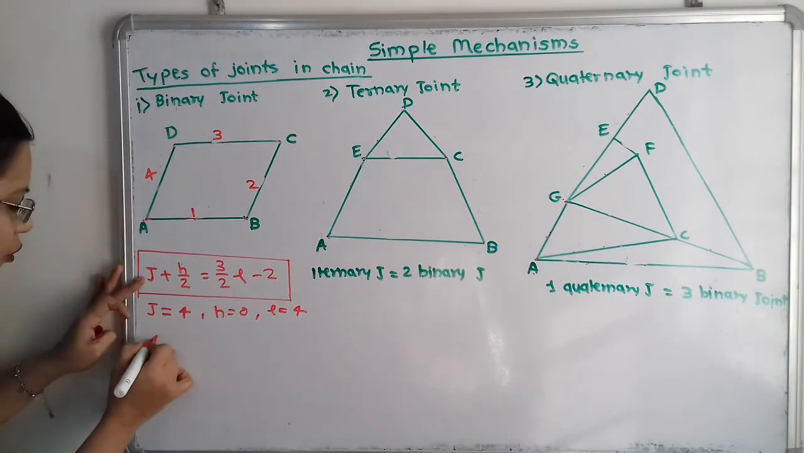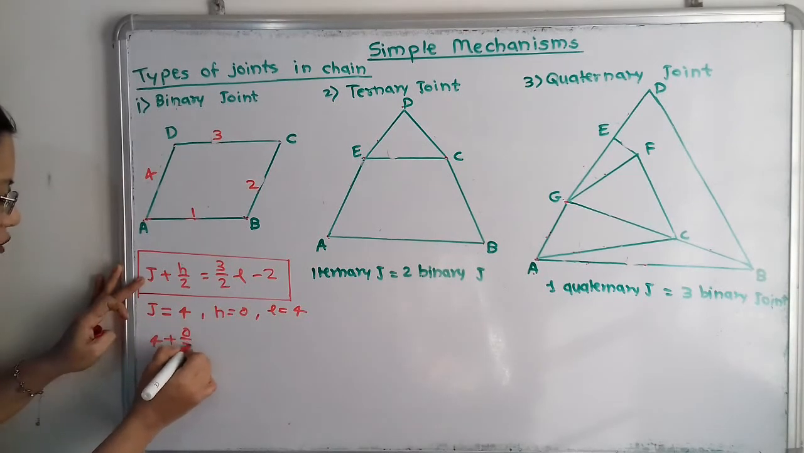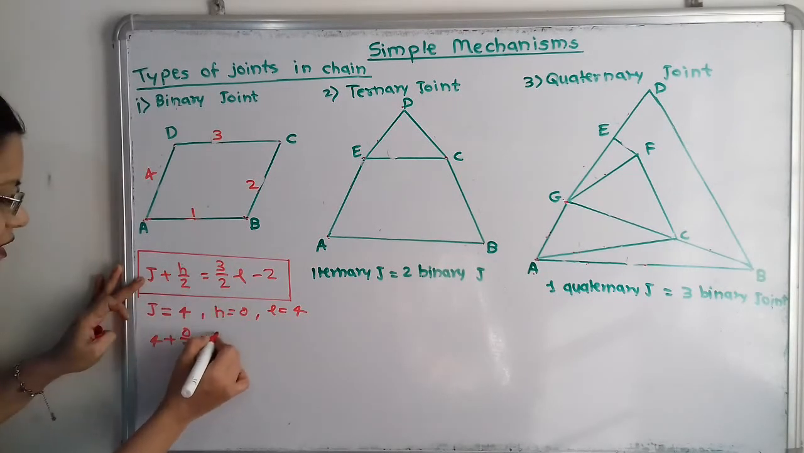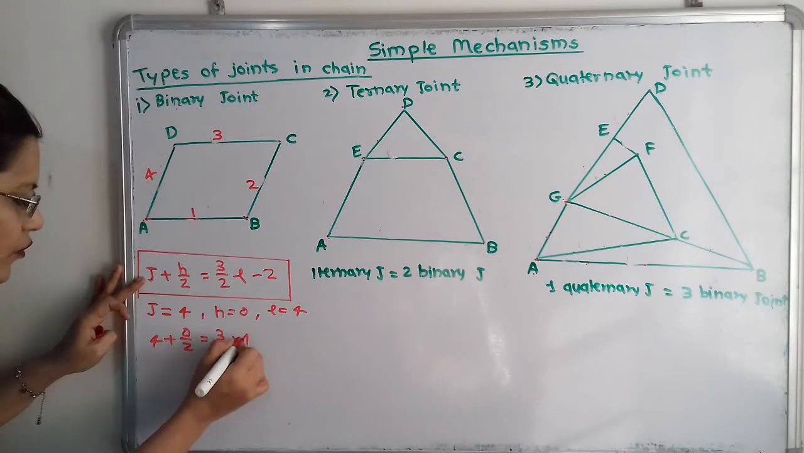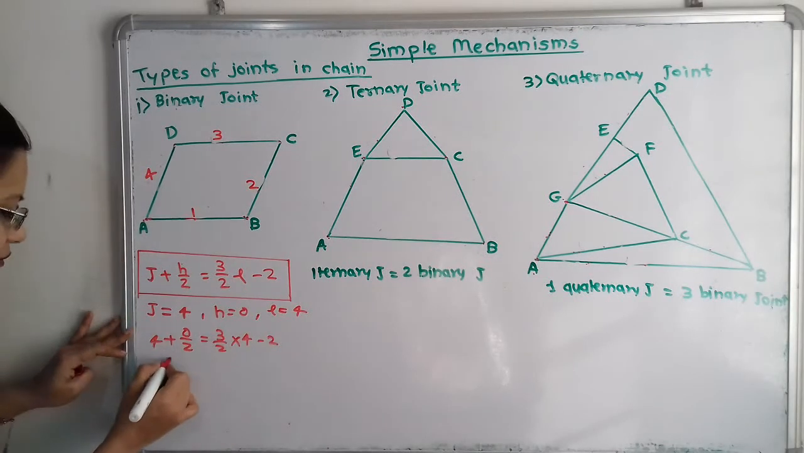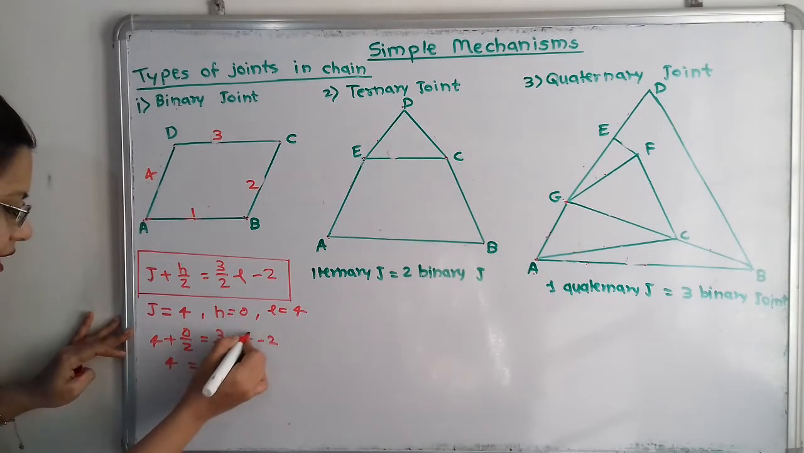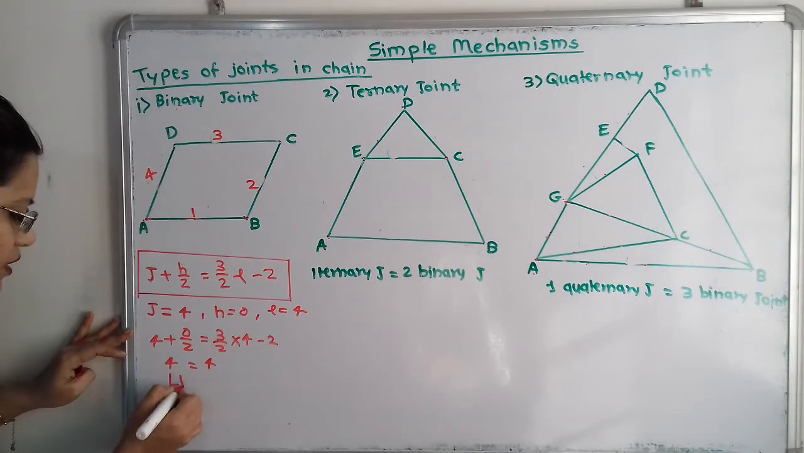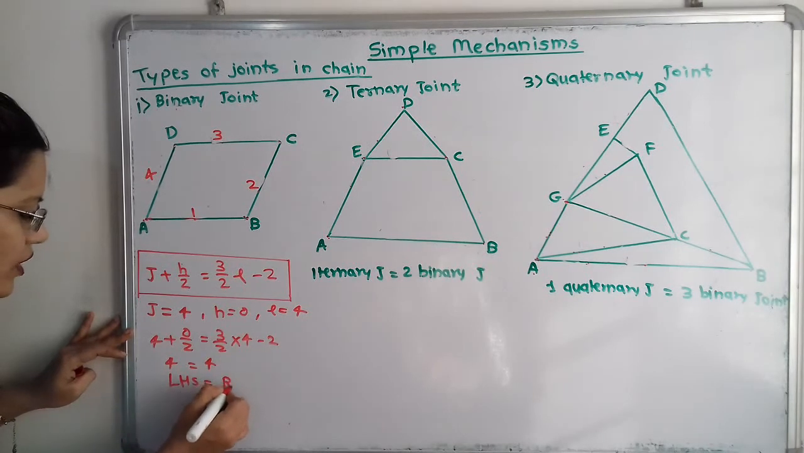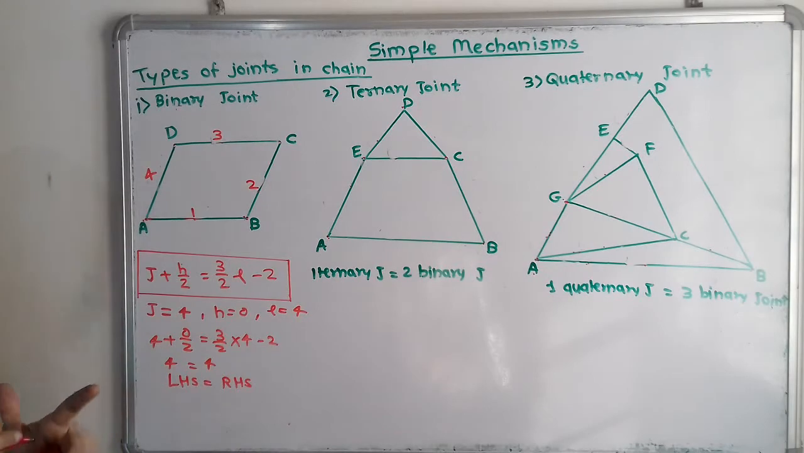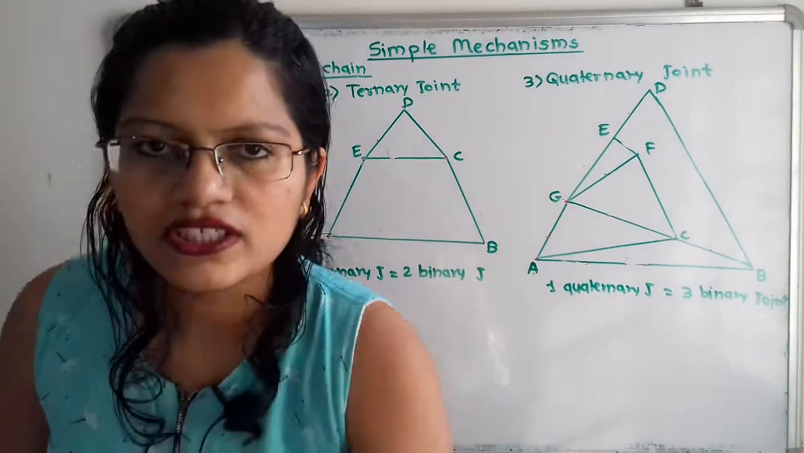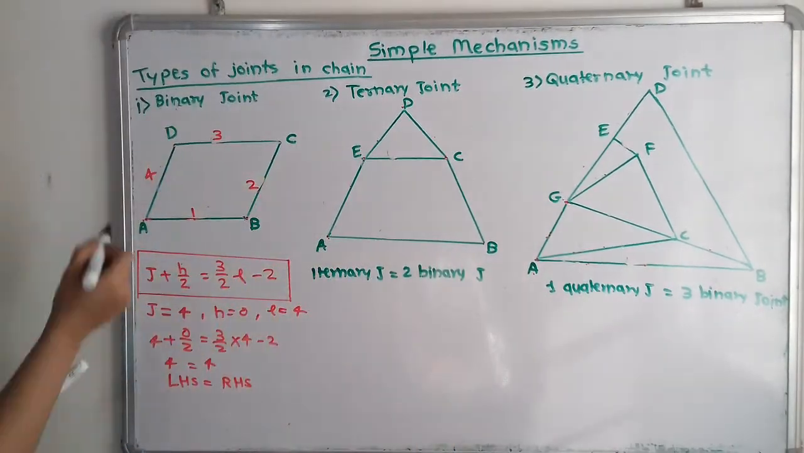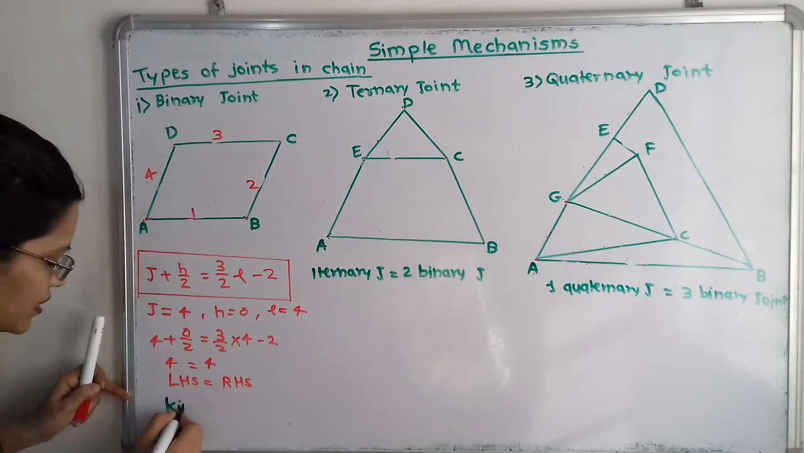So J is 4 plus 0 by 2, because H is 0, which is equal to 3 by 2 into 4 minus 2. If we simplify this, we get 4 is equal to 4, that is, LHS is equal to RHS. So we can say that this is a kinematic chain. So we have to write the answer: kinematic chain for the given mechanism.